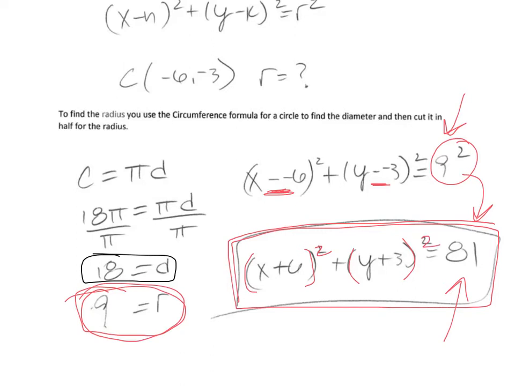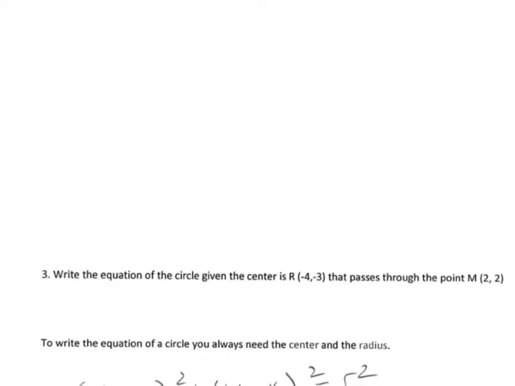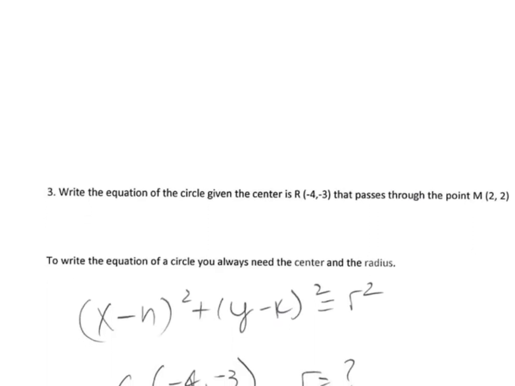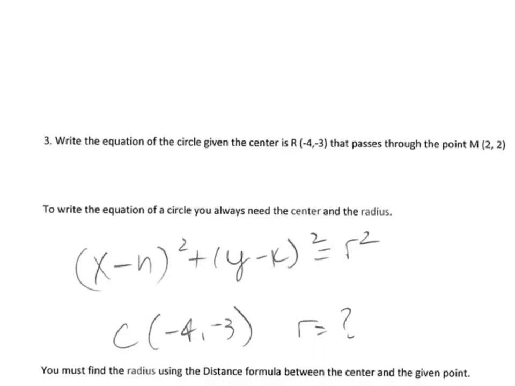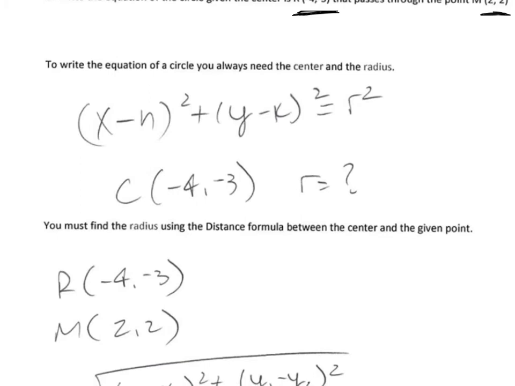Okay, let's take a look at the next one, a little more difficult. It says write the equation of the given circle with the center (-4, -3) that passes through the point (2, 2). So guess what we need to write the equation of a circle? We need the center and the radius. We already know the center is (-4, -3), but we don't know the radius. So think about how we can find the radius. If we know that it goes through the coordinate (2, 2), and it's centered at (-4, -3), we could actually use the distance formula.